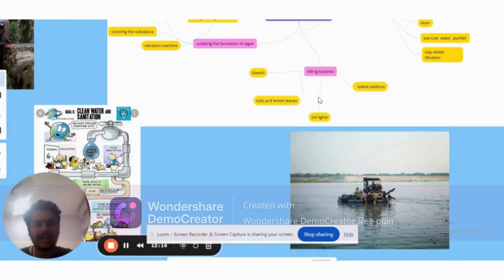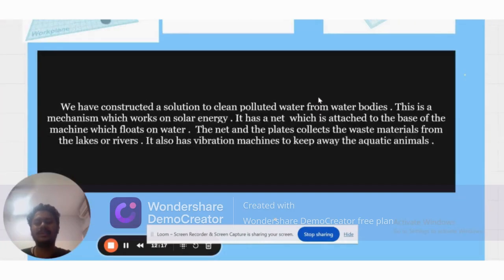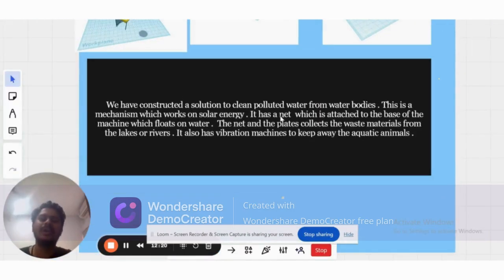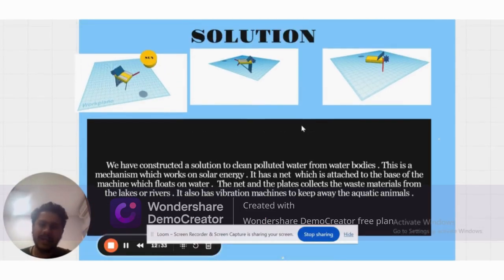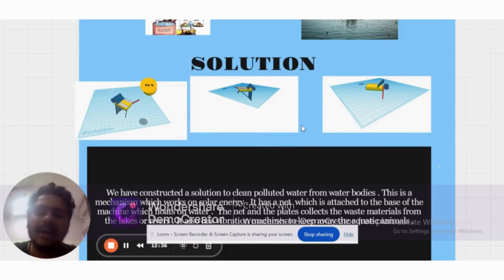They did that, and then they came up with a very interesting solution: we have constructed a solution to clean polluted water from water bodies. This is a mechanism which works on solar energy. It has a net which is attached to the machine, which floats on water. Once this solution is written down, we ask them to use more digital tools like Tinkercad to come up with a digital prototype of a 3D model which we can directly print out and fit the electronics in, and then create a solution out of it.